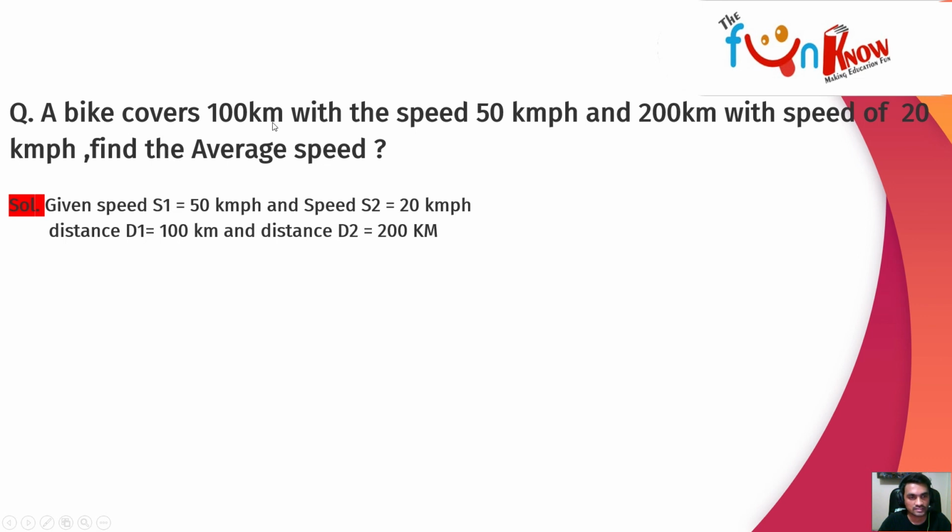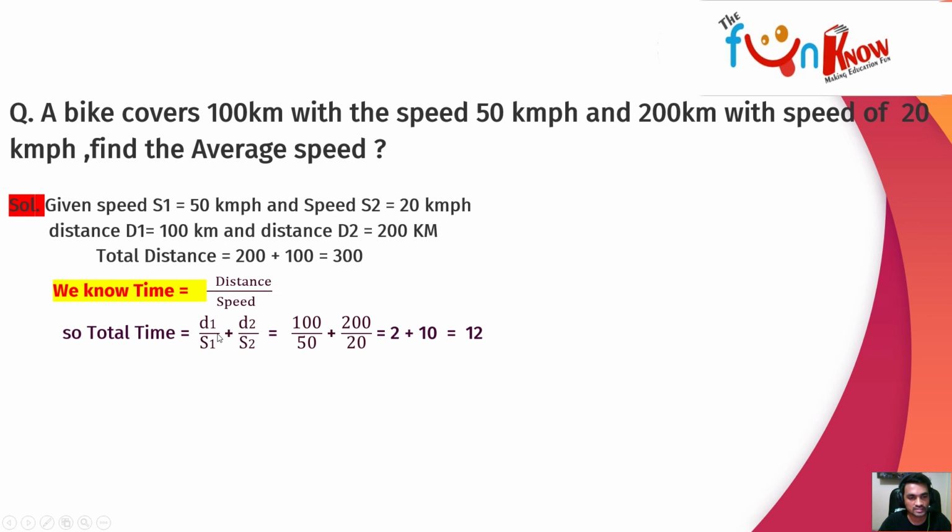You can see that the distance is there and the speed is there, but the time is not there. So first we add the two distances, which is 100 kilometers and 200 kilometers, and now we get 300. So we have the total distance. Now we'll try finding out the total time. For that, the formula is time is equal to distance over speed. So the total time is equal to d1 upon s1, the first distance divided by the first speed, plus the second distance divided by the second speed.